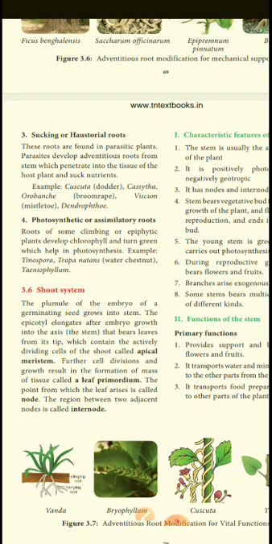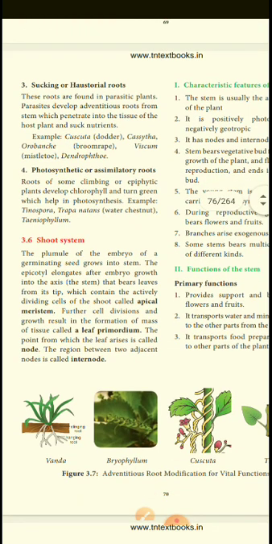Next, photosynthetic or assimilatory roots. Roots of some climbing epiphytic plants develop chlorophyll and turn green, which is very helpful for photosynthesis. Examples: Tinospora, Trapa natans, the water chestnut. These are the examples. Next, the shoot system.